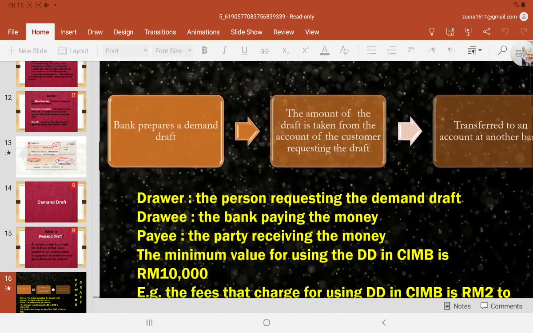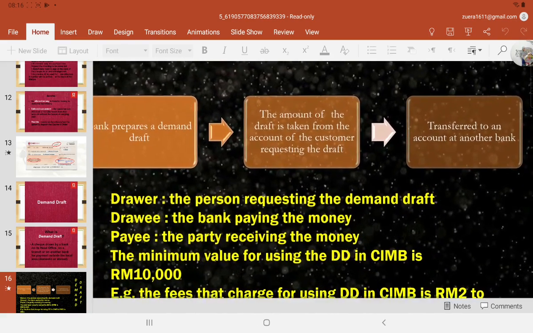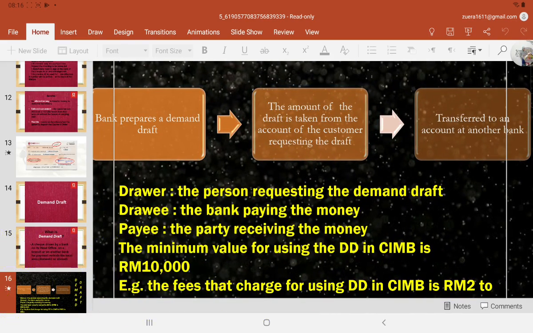Okay, we have a drawer here, and then we have a drawee and also the payee. So who is the drawer? The drawer is the person requesting the demand draft, which is the customer itself that wants to transfer the money to a third party. So this is the drawer.